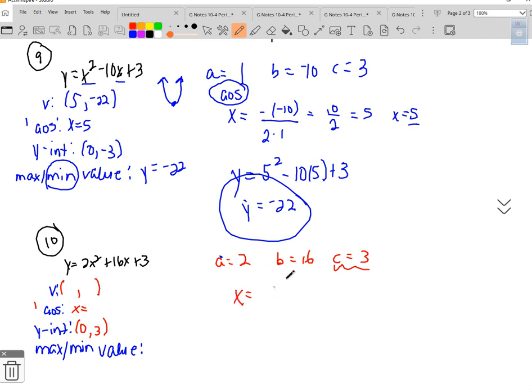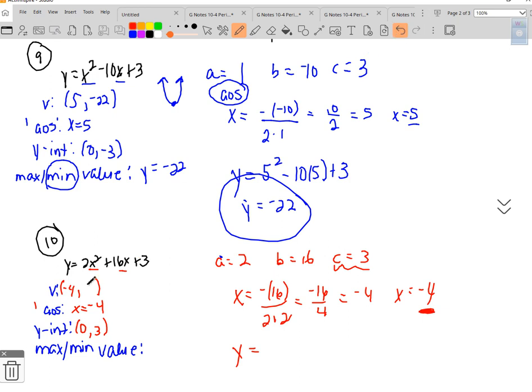So x equals the opposite of b divided by 2 times a. So that's negative 16 divided by 4. So our axis of symmetry is x equals negative 4. Remember, our axis of symmetry is the x-coordinate for our vertex. Now we just need our y. We find our y-coordinate by plugging in negative 4 for the x's in our original equation.